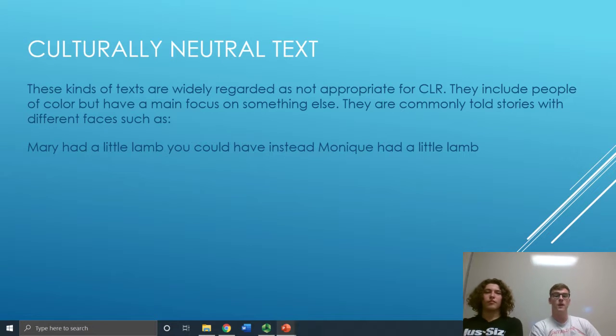So these kinds of texts are widely regarded as not appropriate for CLR. They include people of color but have a main focus on something else. They're commonly told stories with different faces, such as, so everybody's probably heard of Mary Had a Little Lamb, and they changed the name and said Monique Had a Little Lamb, and that's all they changed for the story. Yeah, they don't make it culturally relevant at all. They just literally change the character, and they don't change the main focus of the story or the theme. All they do is just change the skin color of the main character and assume that that's enough. Yeah, they were pretty much just slapping a new cover on the book with a person of a different skin tone, and they said that was culturally relevant.